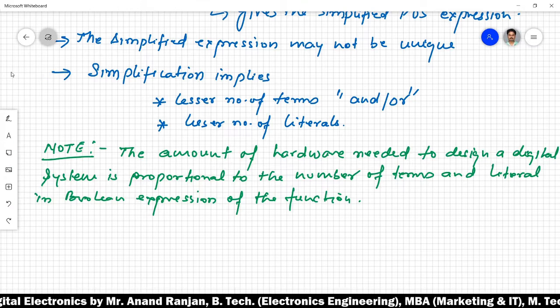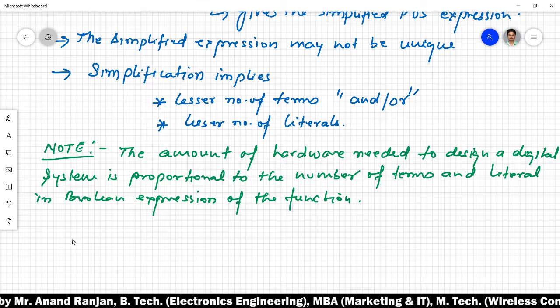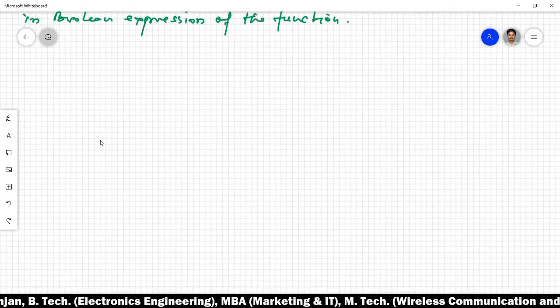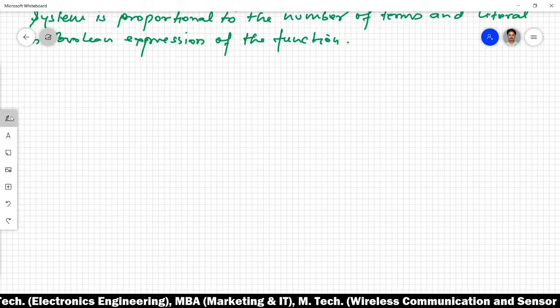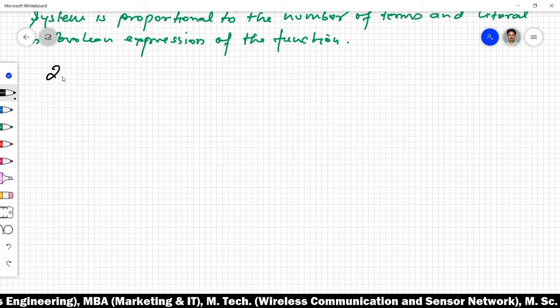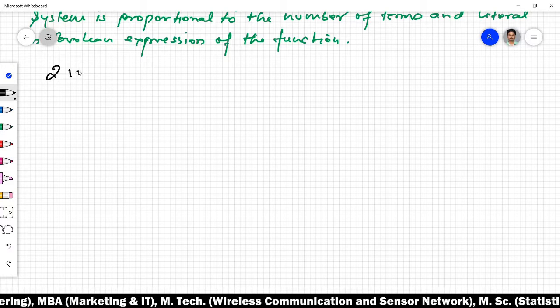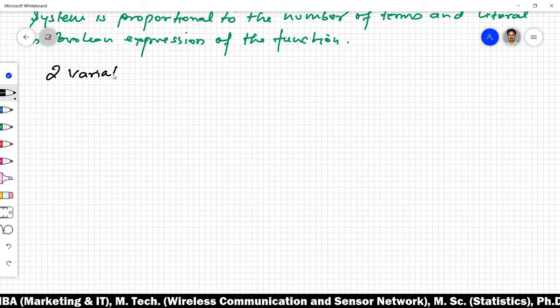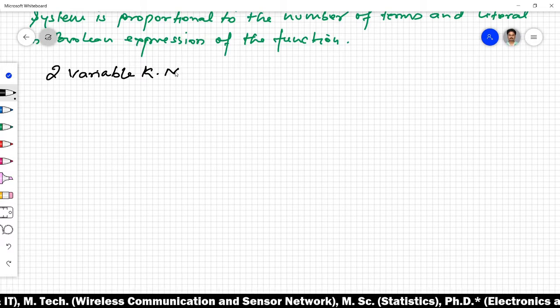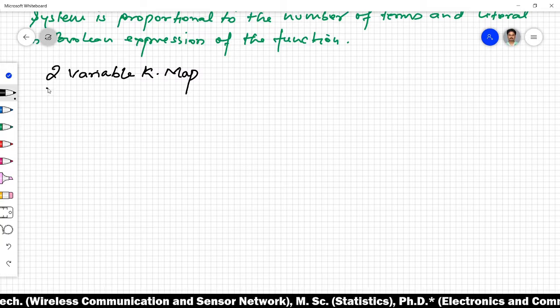Now let us start discussing the fundamental aspects of the Karnaugh map with the two variable case. Start with the two variable K-map.